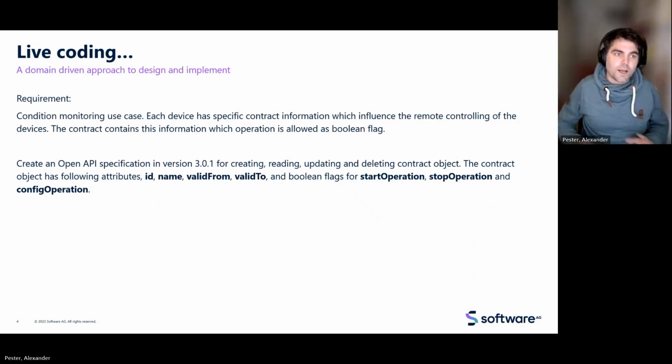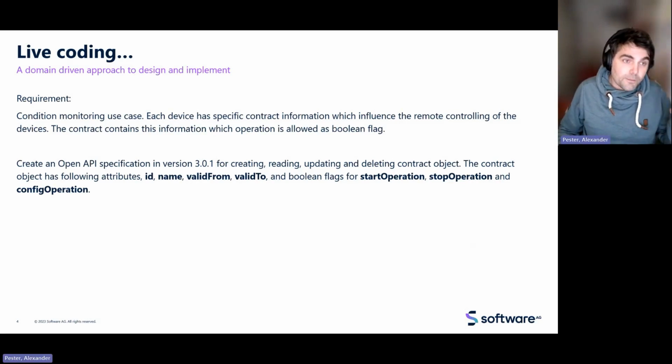I have a requirement written here. Today I would like to develop a microservice which extends the Cumulocity API with a contract object. You could imagine that a device has a specific contract, and this contract defines whether the device can be started or stopped via an operation, or can be configured. This is a really simple task: creating a microservice where I can handle and manage my contracts for the devices.